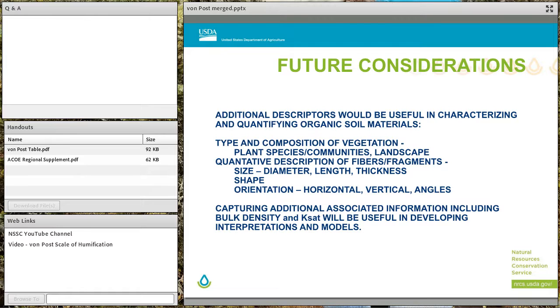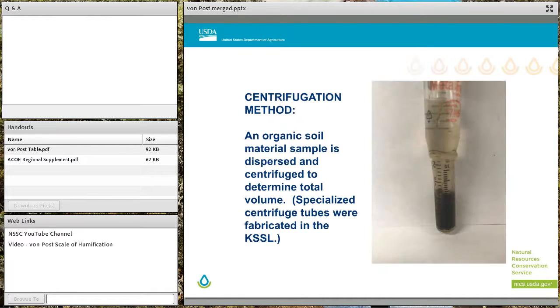Also, capturing these additional measurements like KSAT and bulk density would be useful in correlating these and developing models for the future. I've got a couple of bonus slides here I'll show pretty quickly of this Russian centrifuge method. I won't go into the details, but just to give you the idea.